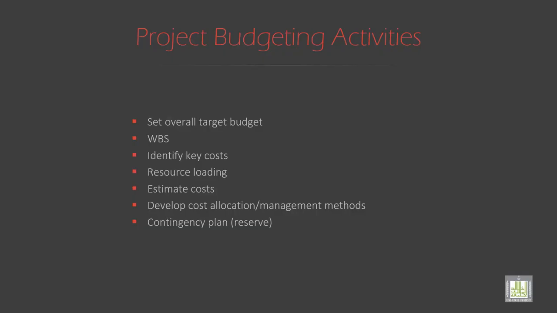Okay. So, project budgeting activities. These are the budgeting activities. First, you should set the overall target budget. Then what is the target budget? Target budget is an estimated amount of money used for the project.